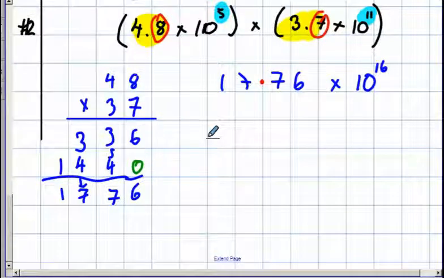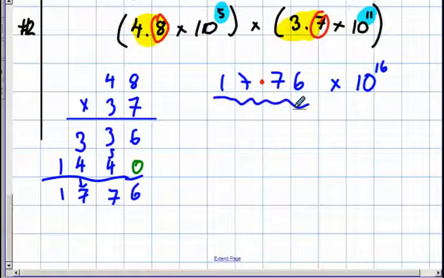But my answer isn't in standard form because this is too big. So what I'm going to do is change it so it's standard form. Standard form, the first part has to be between 1, which it can be, and 10, which it can't be. So I've got to change it so it's between 1 and 10.